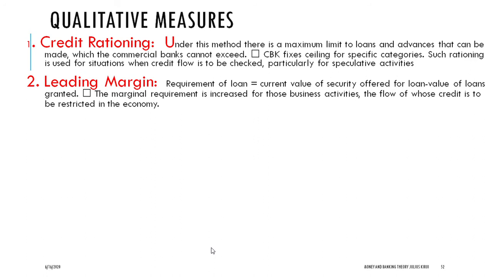Lending margin. Lending margin is also called requirement margin or requirement of loan, equal to current value of security over the value of loans granted. The marginal requirement is increased for those business activities the flow of whose credit is to be restricted in the economy.